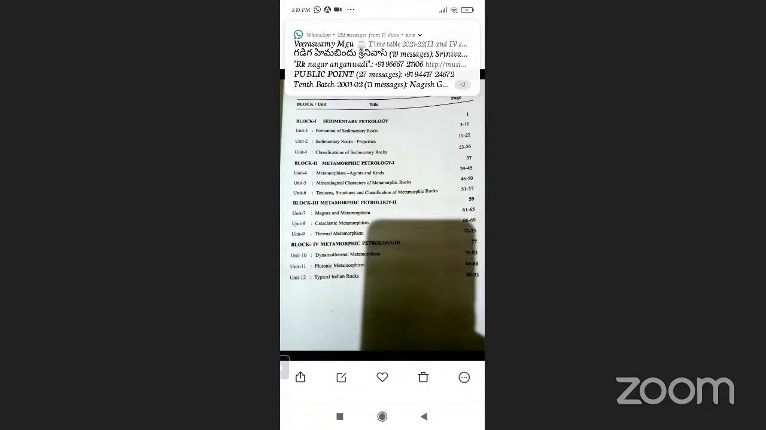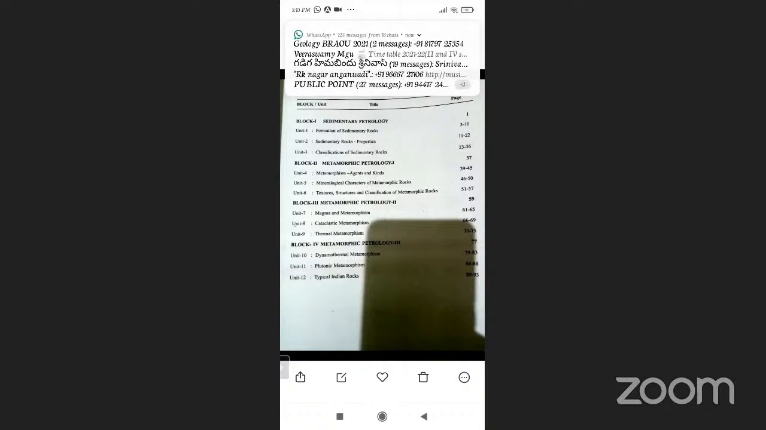Yeah, this is your contents. First block, Sedimentary Petrology. In this Sedimentary Petrology, we have three units: Unit 1, Unit 2, and Unit 3. Formation of sedimentary rocks, properties, and classification of sedimentary rocks. The first unit covers how sedimentary rocks are formed. Second unit, sedimentary rocks and properties. And third unit, classification of sedimentary rocks. So these three units come under block 1.